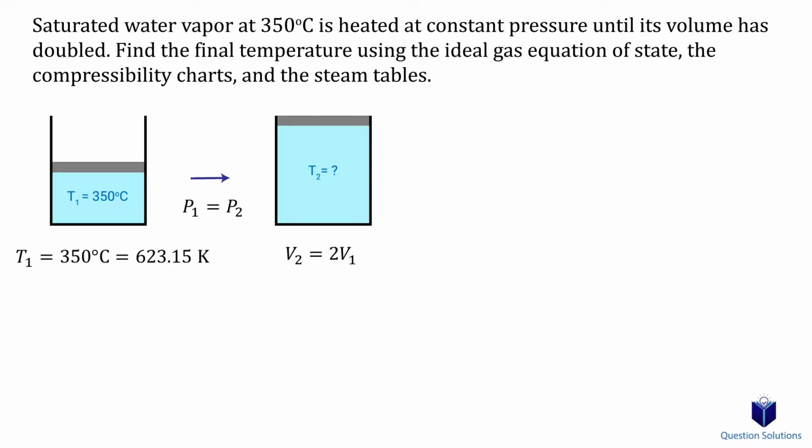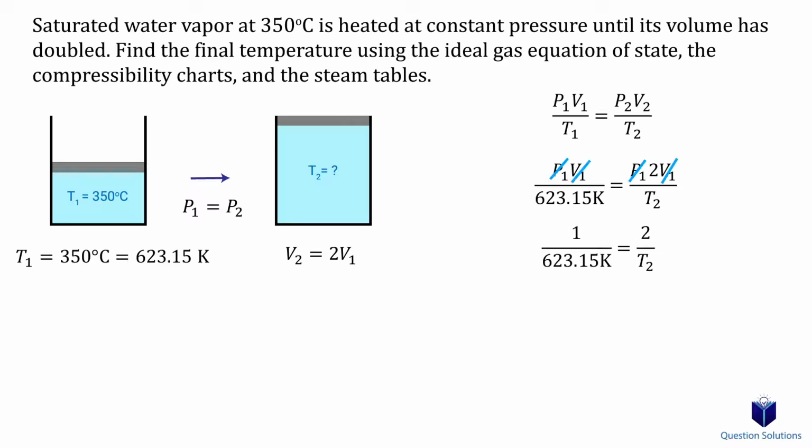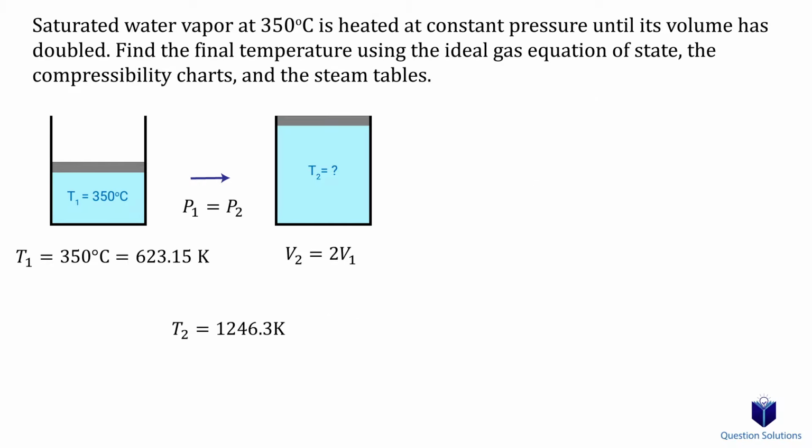Let's write down our ideal gas law that compares 2 different states. Now let's plug in our values. Note that I plugged in the final values in terms of initial values, so P2 is the same as P1 and V2 is 2 times V1. We can cancel them out, so we're left with just this. Let's solve, so the final temperature is 1246.3 Kelvin.